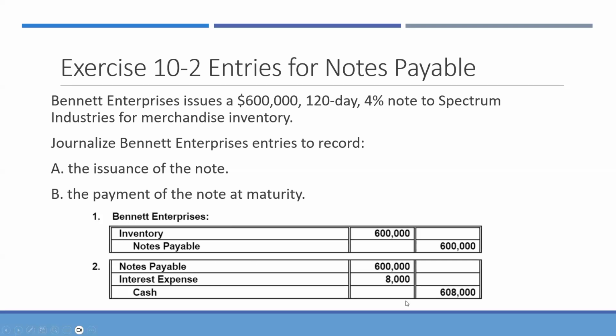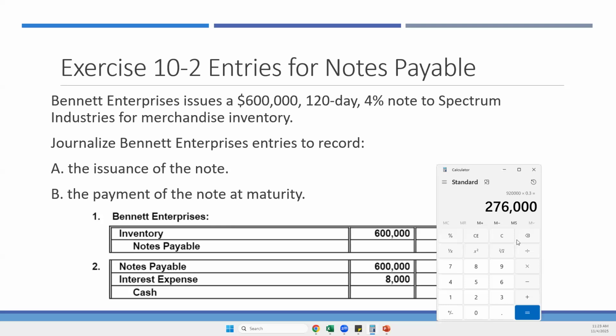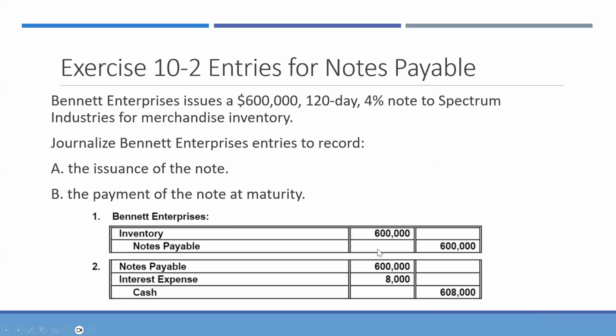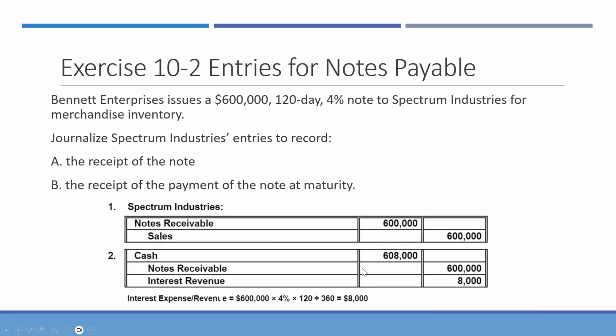Then when we pay it at maturity, we pay $600,000, which is the face amount of the note, plus our interest amount, which is 120 days at 4%. So if we take 120 divided by 360, that's 1/3. And if we take 600,000 times 4% divided by 3, that's $8,000. That's our interest expense. And then our cash is a credit of 608,000.